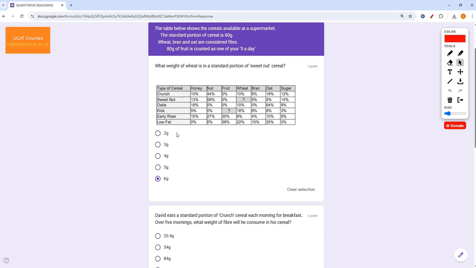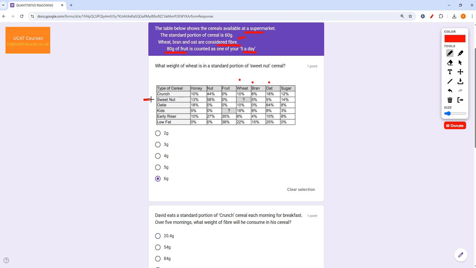Build the UCAT using speed maths, quant section part 2. The table below shows the cereals available in the supermarket. A standard portion is 60 grams. Wheat, bran and oat are considered fiber. 80 grams of fruit counts as 5 a day. Ready? So what are we looking at?